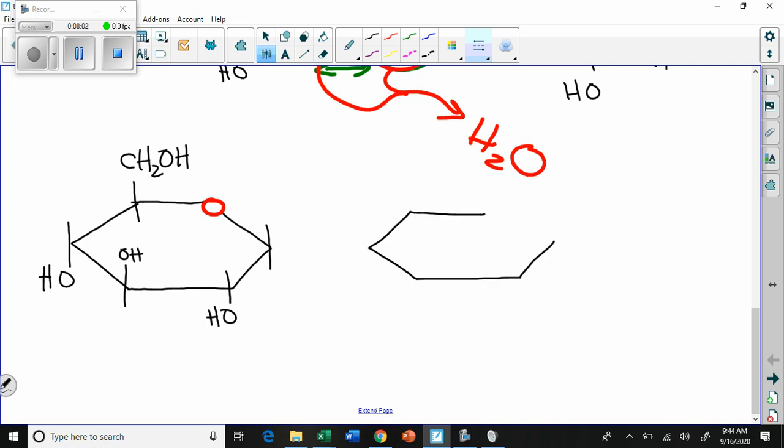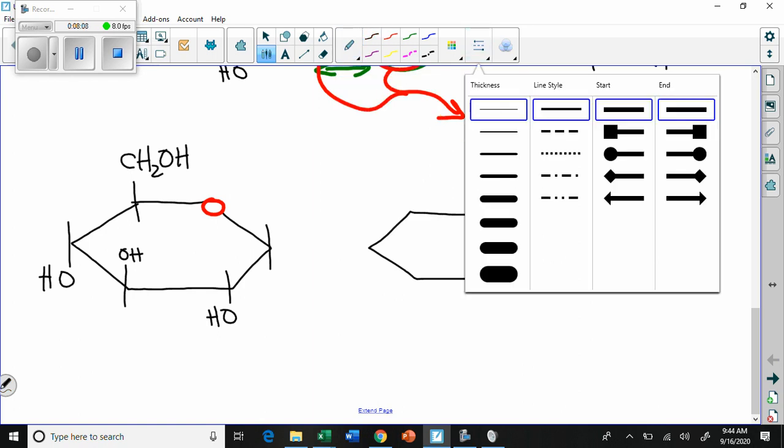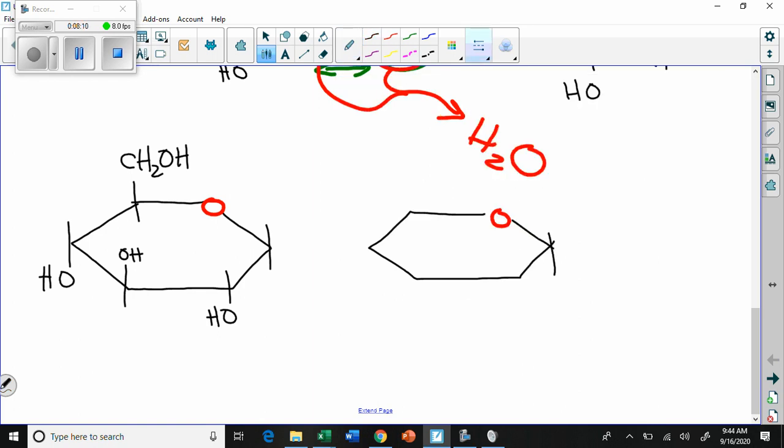Don't forget the O. There it is. We'll put our lines in. We'll put our CH2OH on top. We'll put our little OH here. We will not put anything on the left side because we have to wait and see how it joins. So leave that open. And then over here, we would have the OH down here.